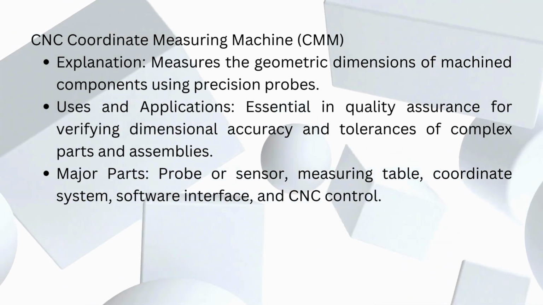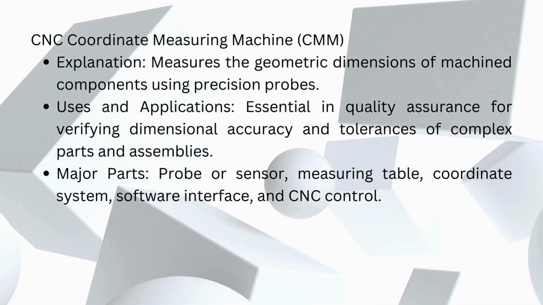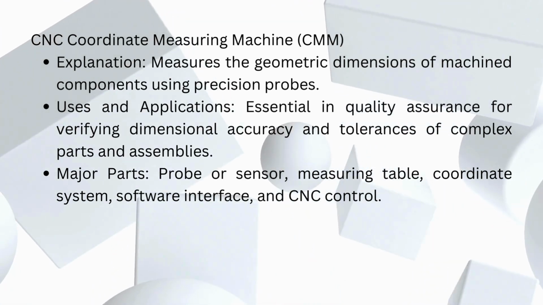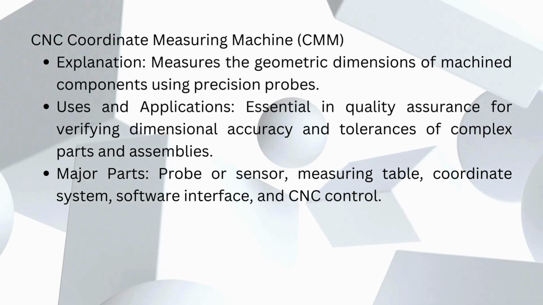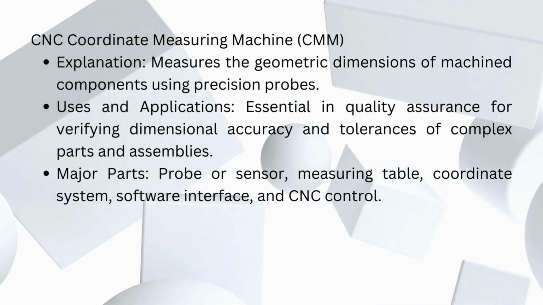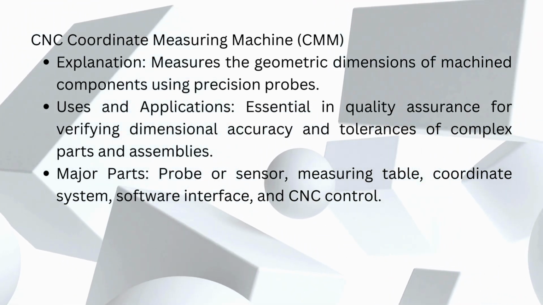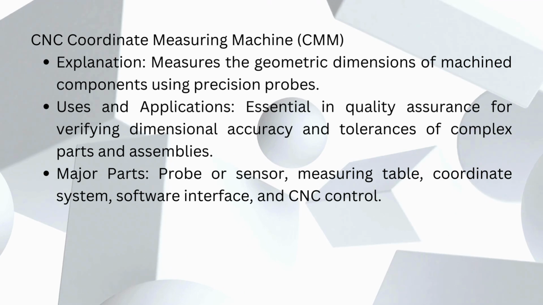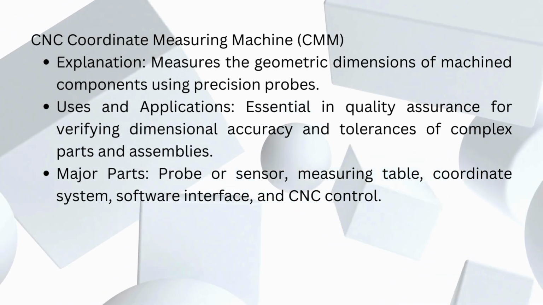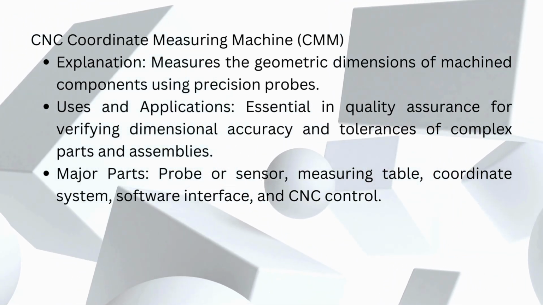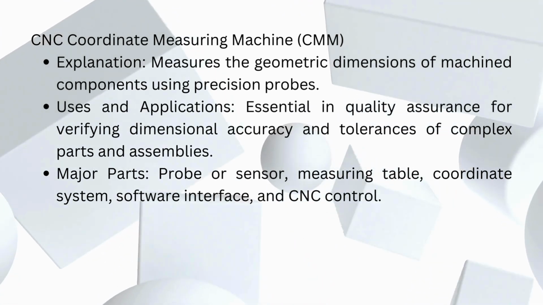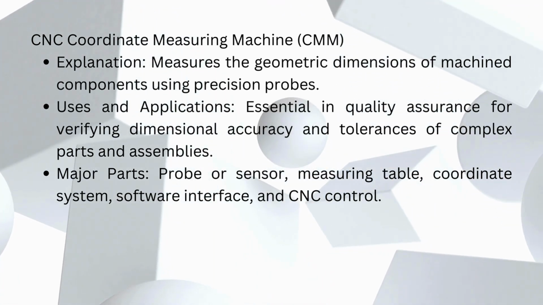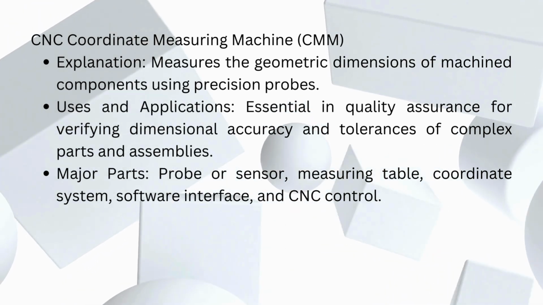CNC coordinate measuring machine, CMM. Explanation: measures the geometric dimensions of machine components using precision probes. Uses and applications: essential in quality assurance for verifying dimensional accuracy and tolerances of complex parts and assemblies. Major parts: probe or sensor, measuring table, coordinate system, software interface, and CNC control.